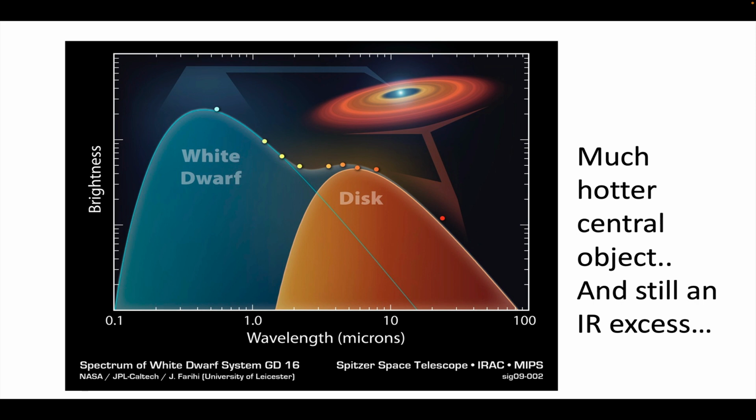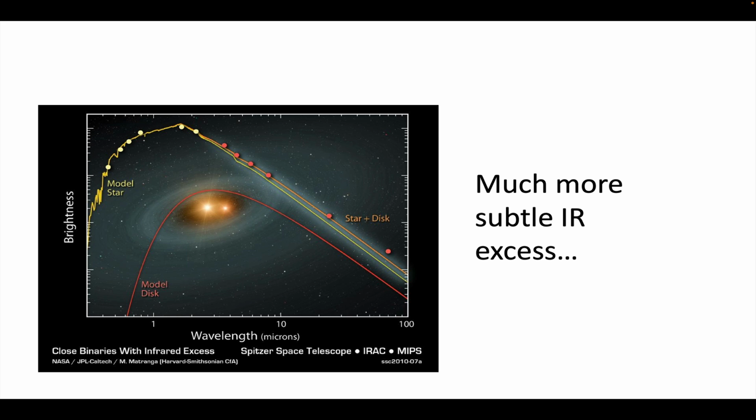This is a much hotter central object than the young stars we'll be working with, but it still is an object with an infrared excess. This one, here we have the dots are the data. The smooth lines, the continuous lines, that is a model star. You can see right away that it is not a black body because it's got bumps and wiggles. It is not a black body curve. It is a model star, and it is being fit to the data. This, however, is a black body. That is a model disk.